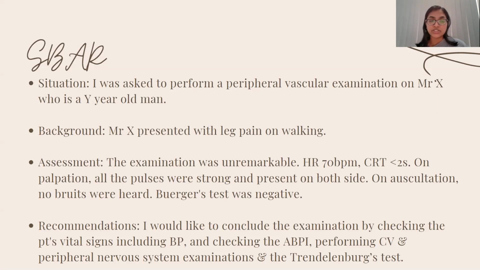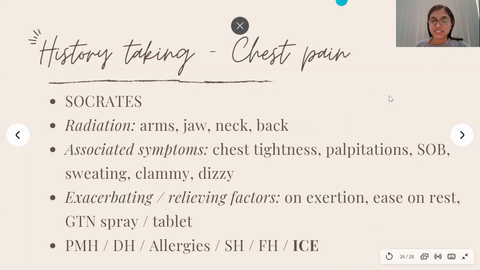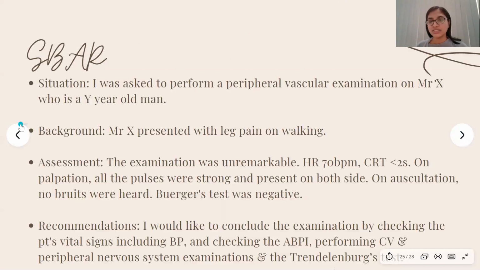So you want to, again, check all the vital signs, including blood pressure. You want to check the ankle brachial pressure index. You want to perform a cardiovascular examination and peripheral nervous system examination, especially if they have any ulcers or problems with their legs. And finally, end it with a Trendelenburg's test. So that's everything for peripheral vascular examination. I know it seems like a lot, but the more you do it, the easier it gets to learn all of it.